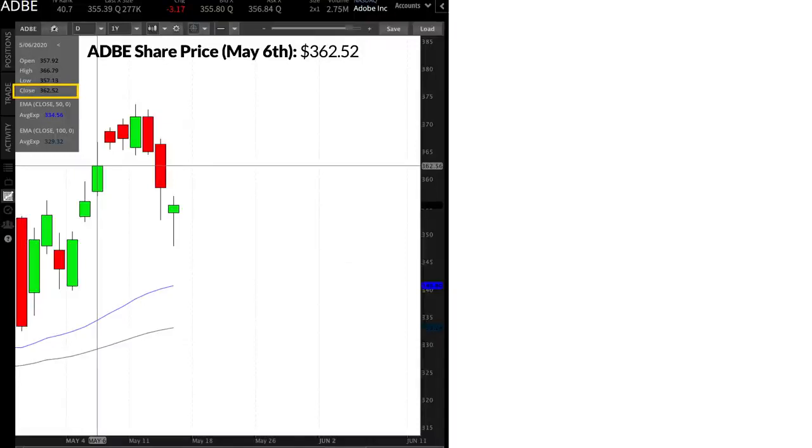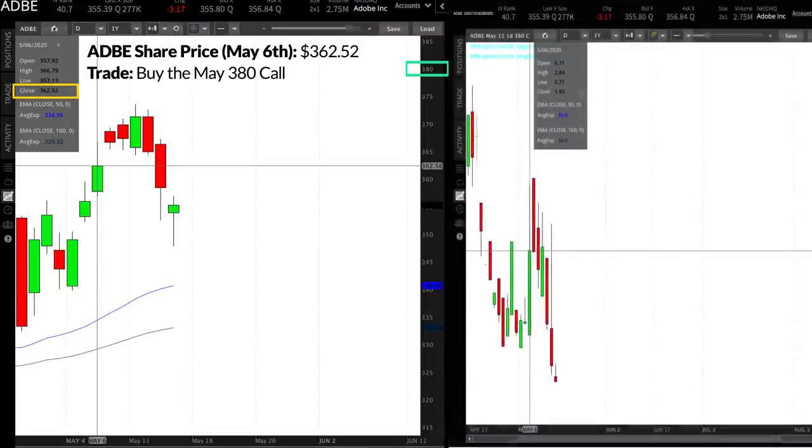Let's say a trader thought that the upward trend in Adobe shares would continue, so they went to the May expiration cycle and they bought the 380 call option. So the call option in the May expiration with a strike price of $380. And let's look at a chart of that exact option so we can see how the option price changes as the stock price is changing side by side.